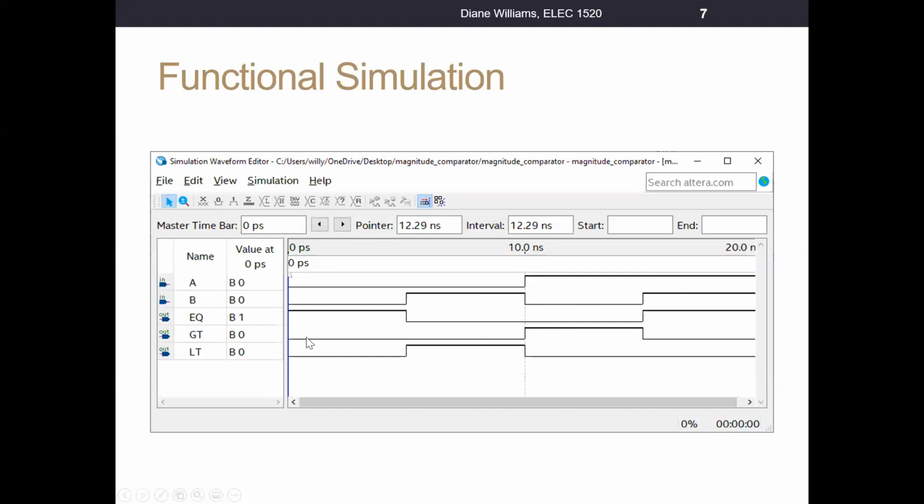Let's take a look at greater than. Greater than is a 0 everywhere except for here. A is 1, B is 0, so 1 is greater than 0. In this case, A is greater than B. And then less than occurred once, and that was when A is 0 and B is 1, and so we have a 1 on the output of our less than circuit. So the functional simulation, generated from that schematic, shows that the schematic is correct.